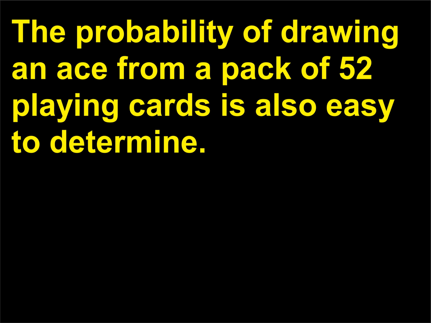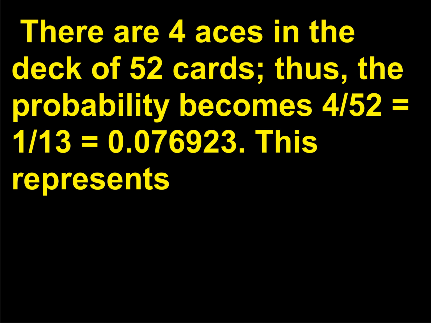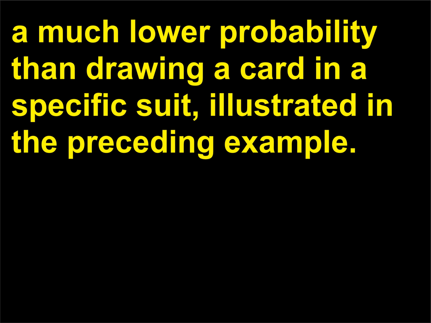The probability of drawing an ace from a pack of 52 playing cards is also easy to determine. There are 4 aces in the deck of 52 cards, thus, the probability becomes 4/52 = 1/13 = 0.076923. This represents a much lower probability than drawing a card in a specific suit, illustrated in the preceding example.